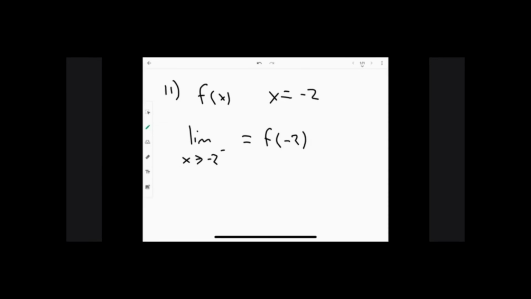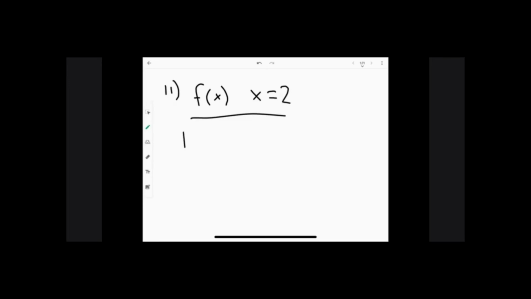And as we saw in part 1, they are equal, so we know that f of x is left continuous at x equals minus 2 and that 4 is true. Part 5 says that f of x is continuous at x equals 2. For this function to be continuous, lim x goes to 2 minus has to be equal to lim x goes to 2 plus. And the function has to exist at x equals 2.